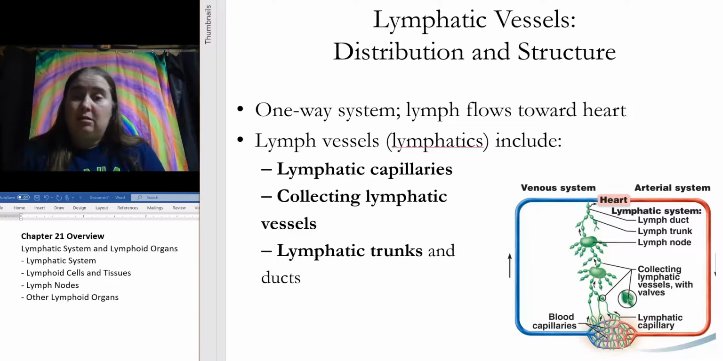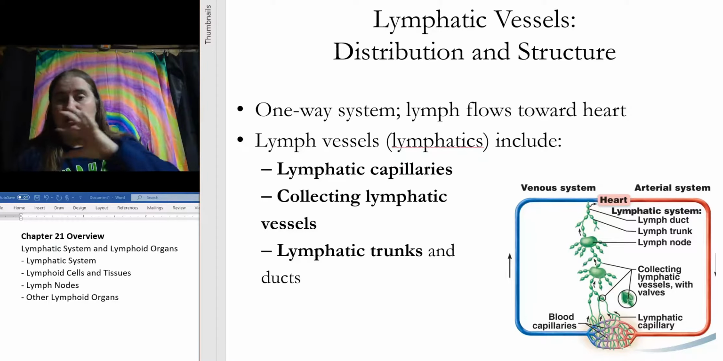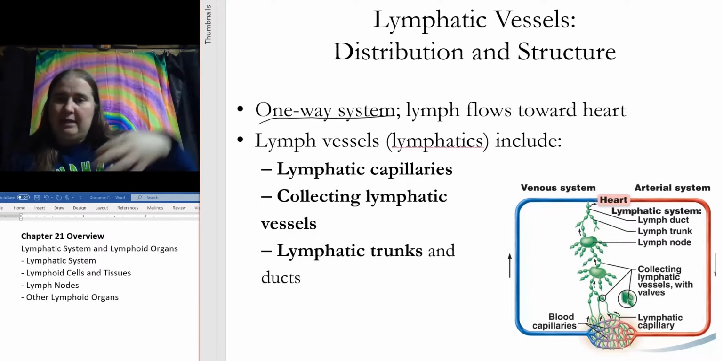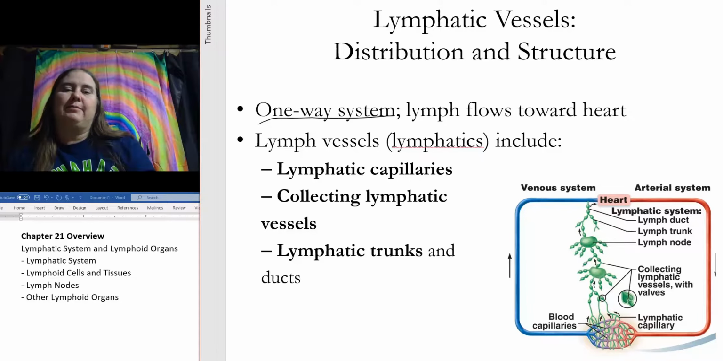When we look at the lymphatic vessels and their distribution and structure, unlike the cardiovascular system, where we have the artery to the capillary to the venous system in a circular system, the lymphatic system is a one-way system. What we mean by this is that there's not a circuit. Instead, the fluid leaves the capillaries, enters into the lymphatic system, and is brought back to the heart.